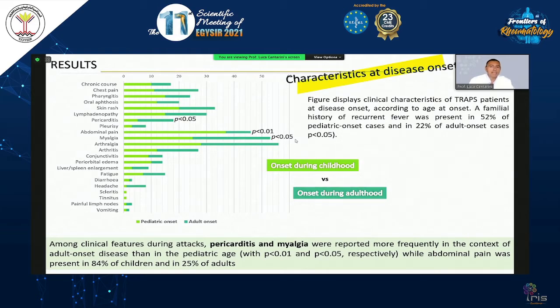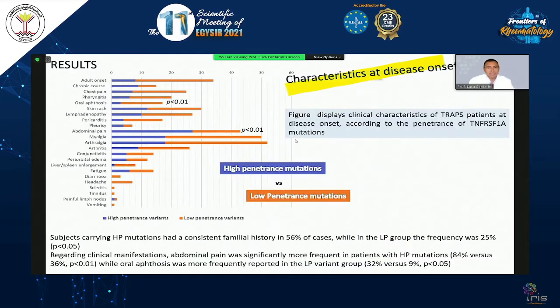In the picture, you can observe the clinical characteristics of our patients at the disease onset according to the age at the onset. You can observe that among clinical aspects during attacks, pericarditis and myalgia were reported more frequently in patients with a delayed onset during adulthood, while abdominal pain was more present in children. Indeed, 84% of children had abdominal pain, and only 25% of adults.